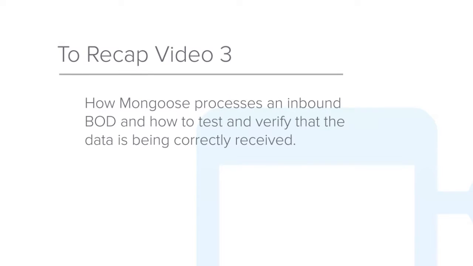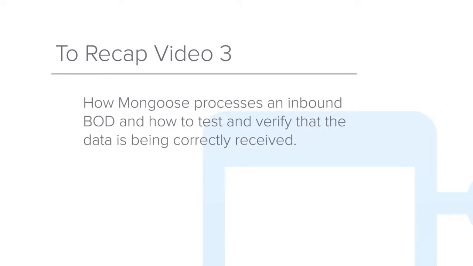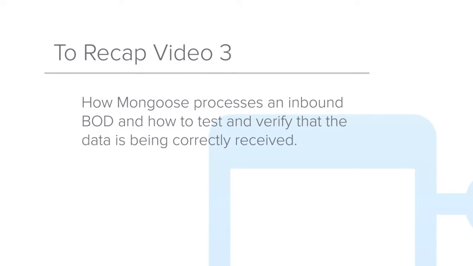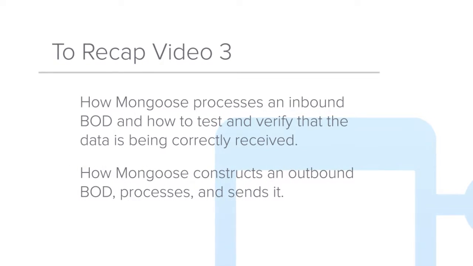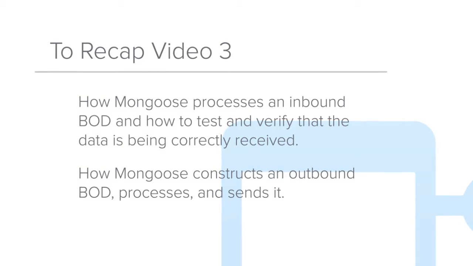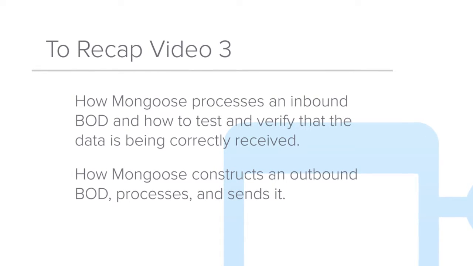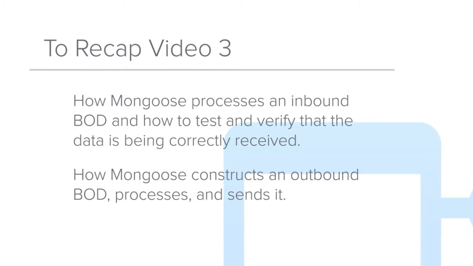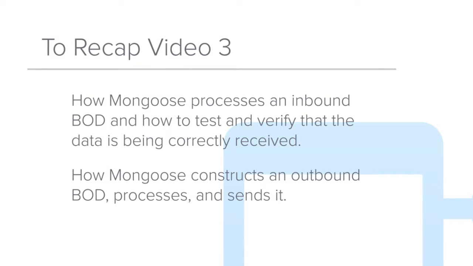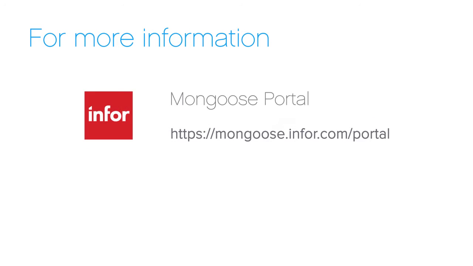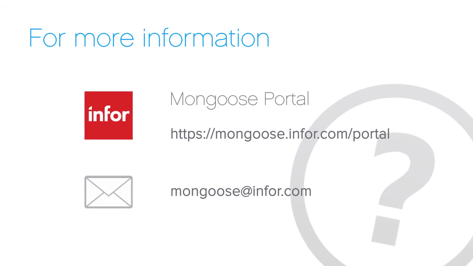We're going to wrap up our series here. In this video, we explained how Mongoose processes an inbound BOD and how to test and verify that the data is being correctly received. We also took a look at how Mongoose constructs an outbound BOD, processes it, and sends it. There is much more information regarding BODs in Mongoose that we didn't have time to cover in these videos, but we hope that you now have a solid starting point when leveraging the Mongoose framework to transmit and receive BODs.